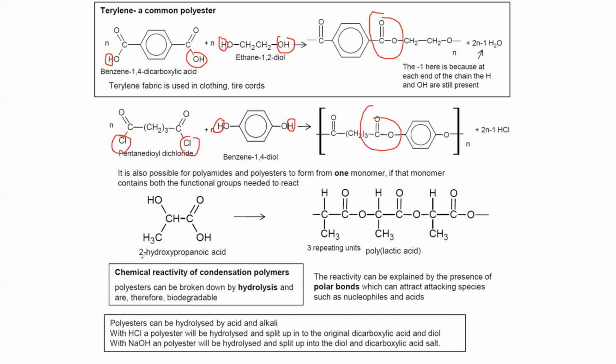Same way, if we have 2-hydroxypropanoic acid, one side we have carboxylic acid, one side we have OH. So we remove H from one side and OH from another side and link them together. It will form a long chain compound, which is also a polyester. Polyesters can also be hydrolyzed by acid and alkali. So with HCl, the polyester will be split into the original compounds, but with sodium hydroxide, the carboxylic acid formed along with alcohol can react with alkali. So this will result in the formation of a salt rather than the original product.